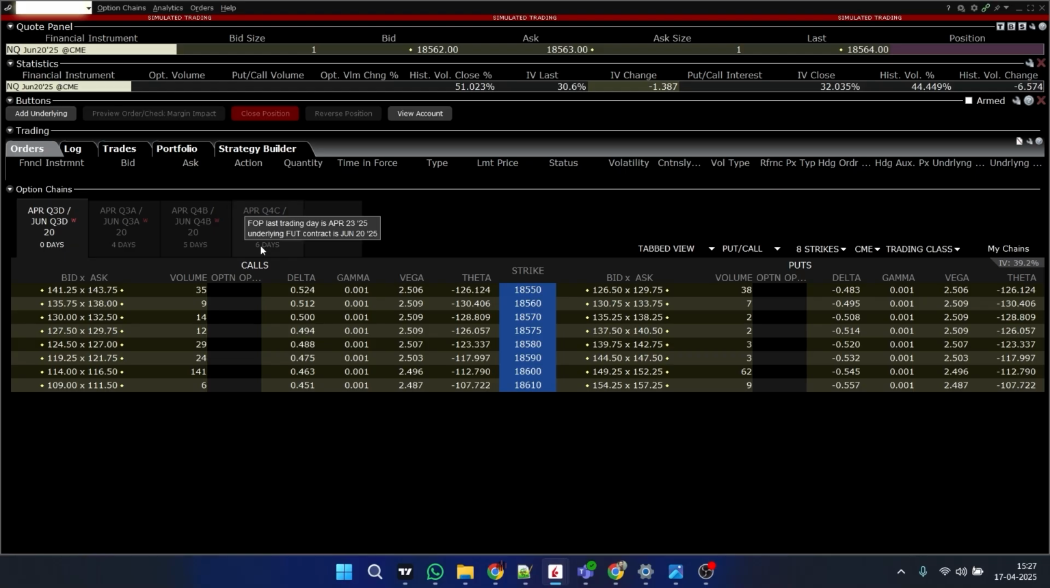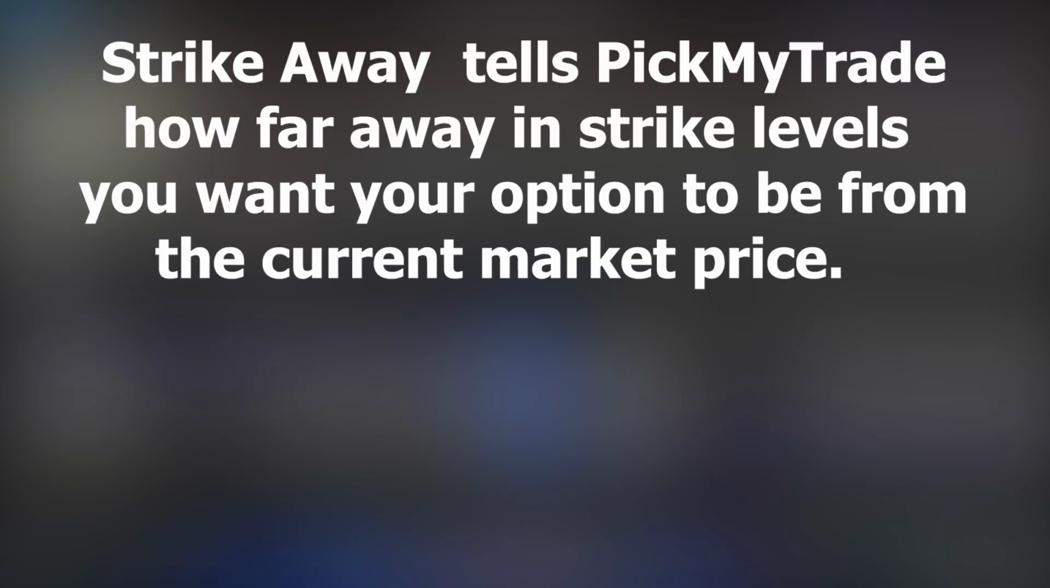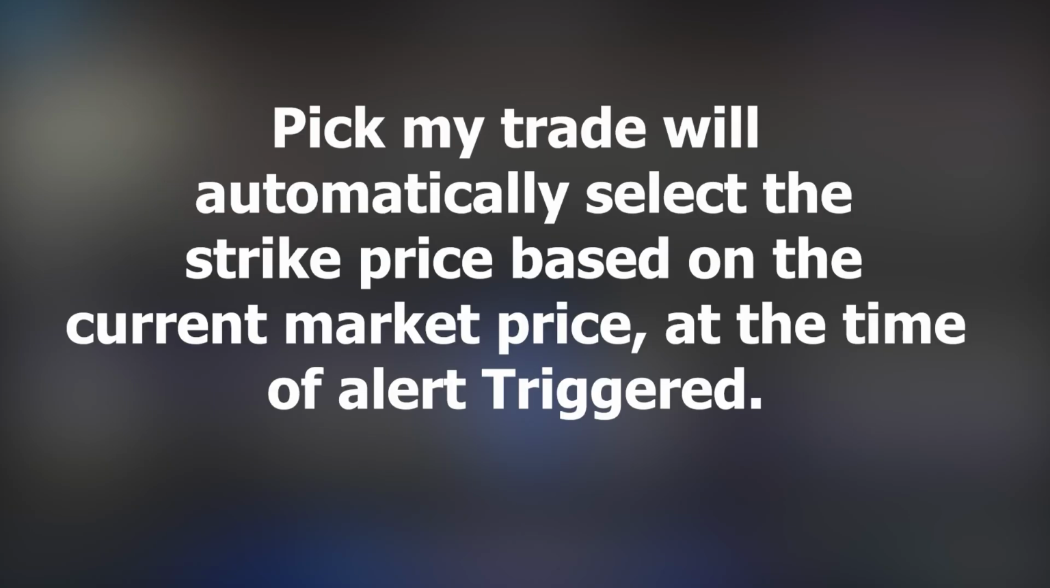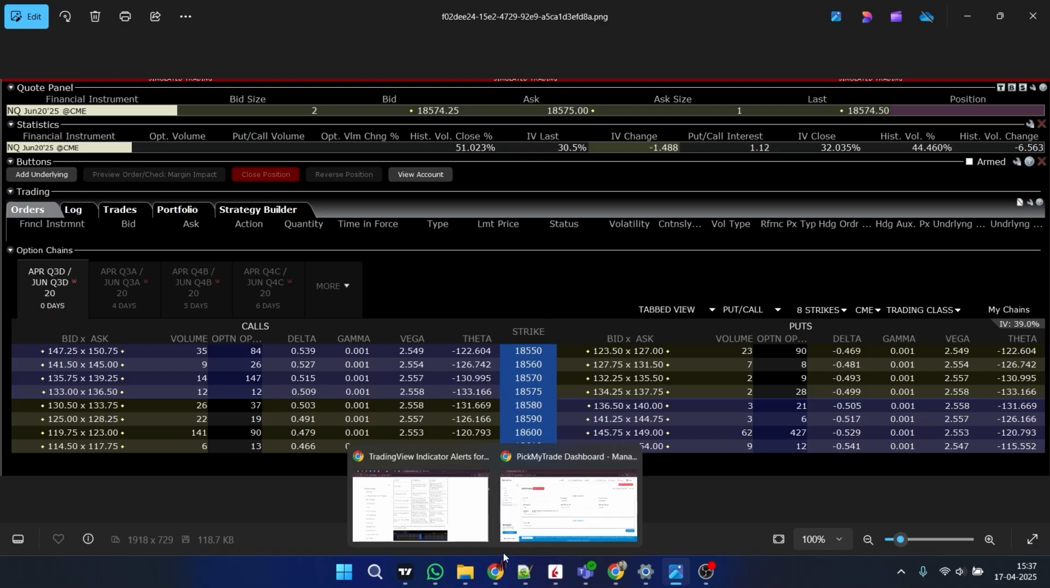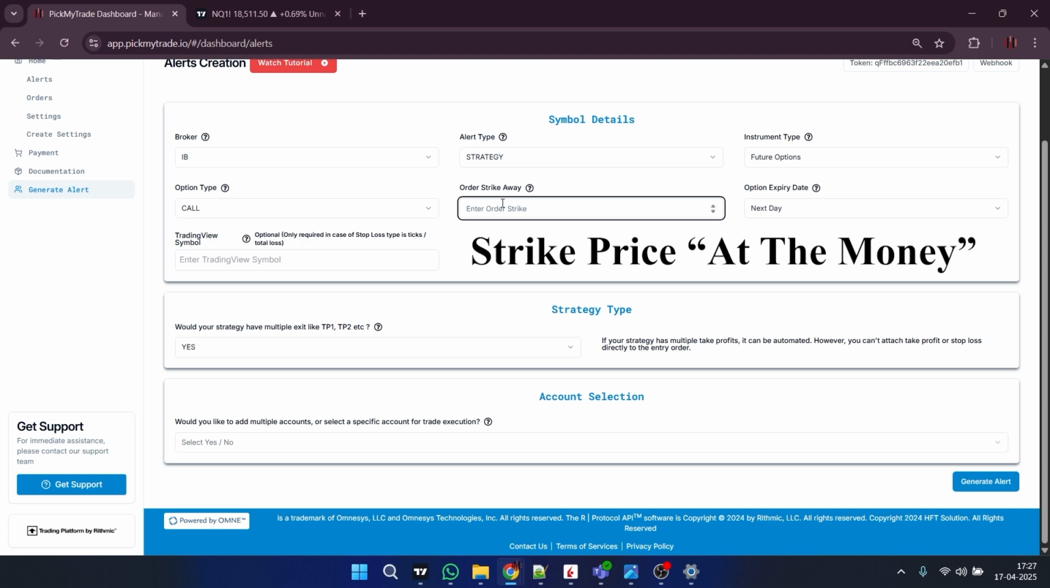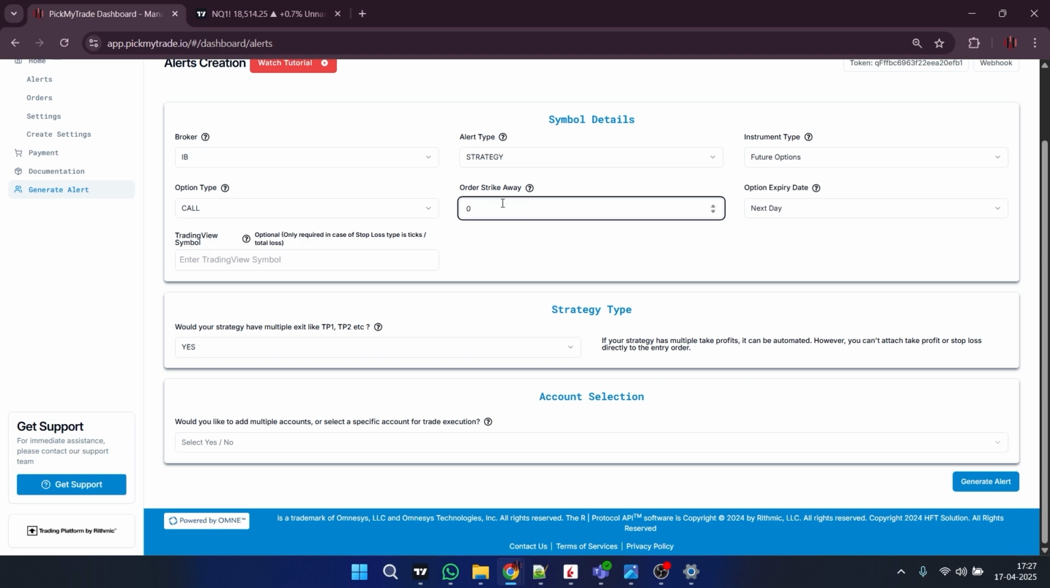Now we will learn about the order strike away. Strike away tells PickMyTrade how far away in strike levels you want your option to be from the current market price. PickMyTrade will automatically select the strike price based on the current market price at the time of alerts triggered. Here, NQ is trading at 18,574.50. The price which is closest to the current market price is 18,575. So here, if I want a strike price at the money, then I will put here 0. So here I will get my money.